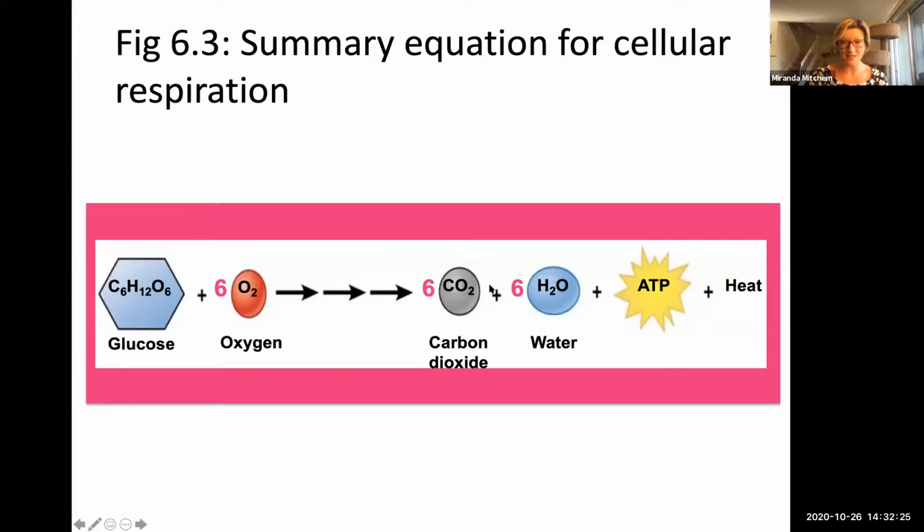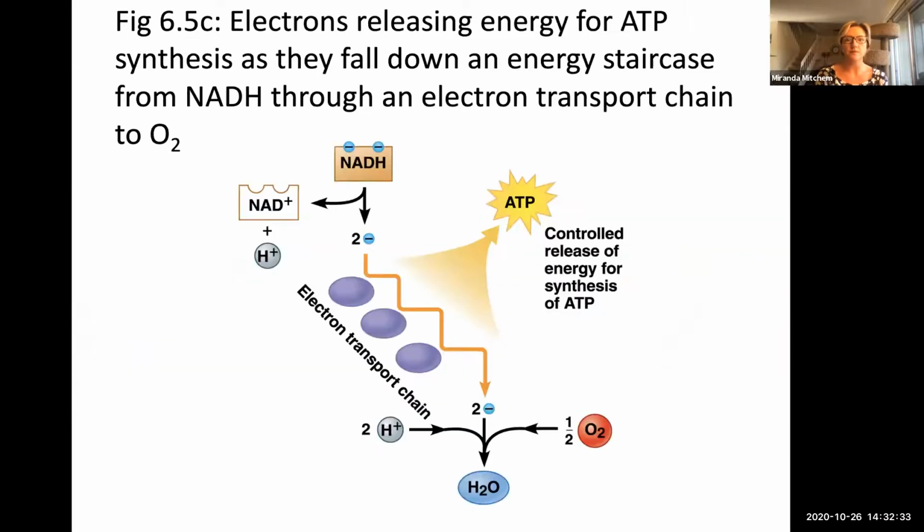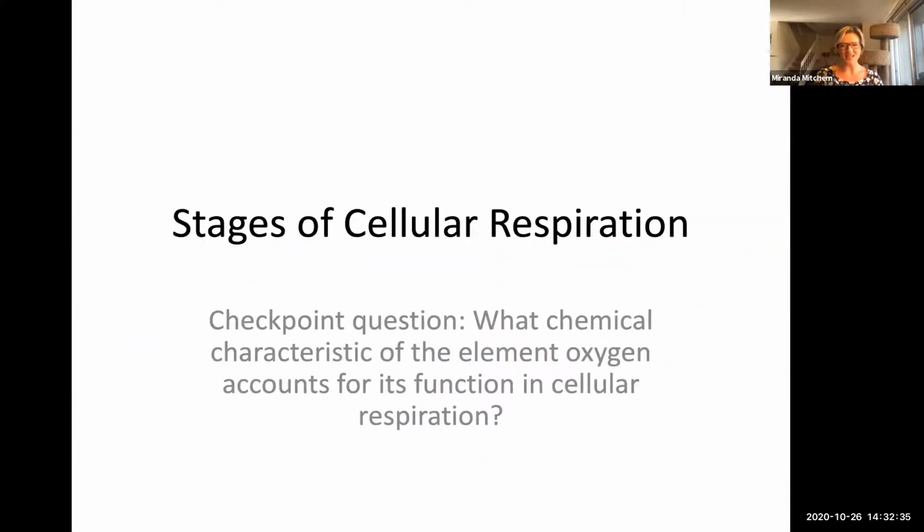So we have 3 stages of cellular respiration. The further that we get through, the more energy that is produced. So let's go through these stages. Just something to think about are the chemical characteristics of oxygen that facilitate the creation of water. In other words, what is it about oxygen that attracts those protons from hydrogen to it to make water?